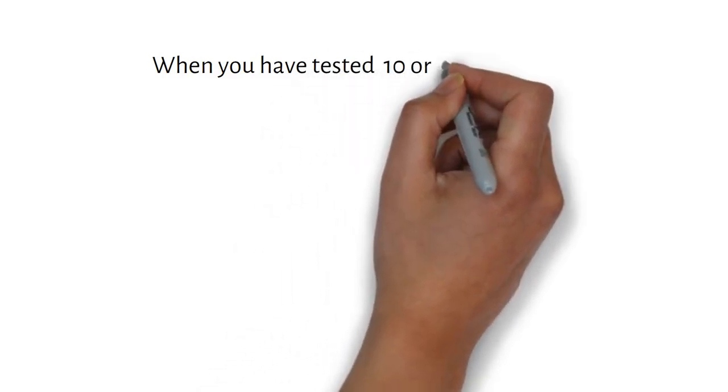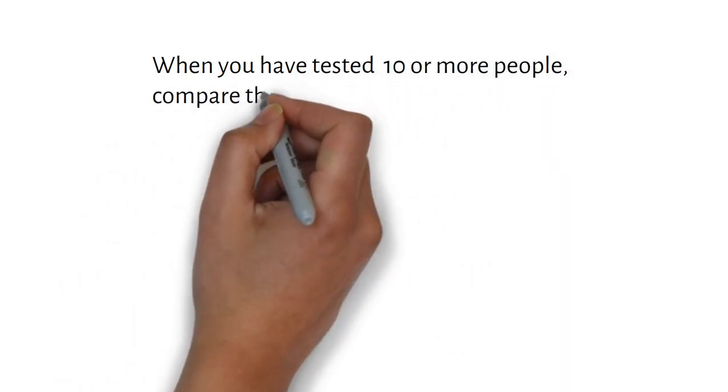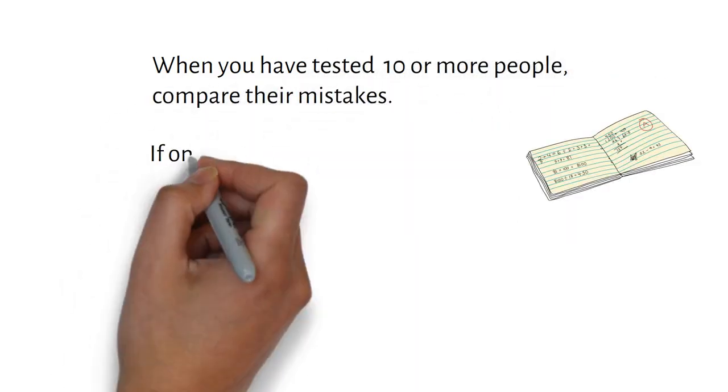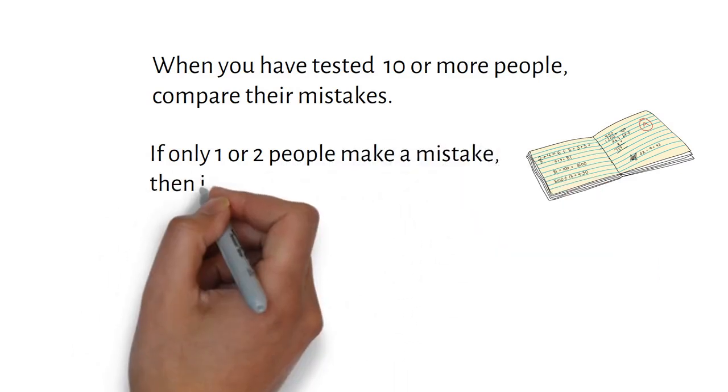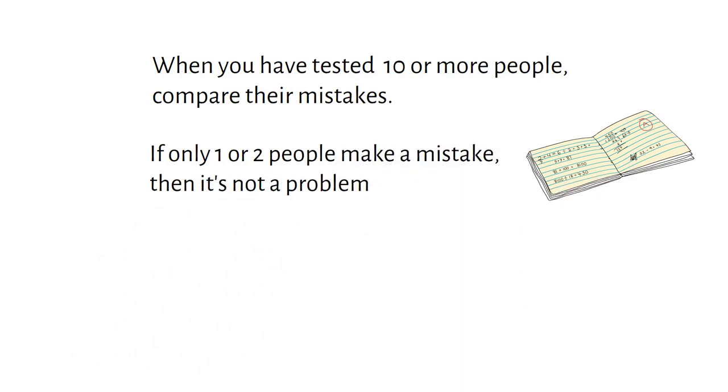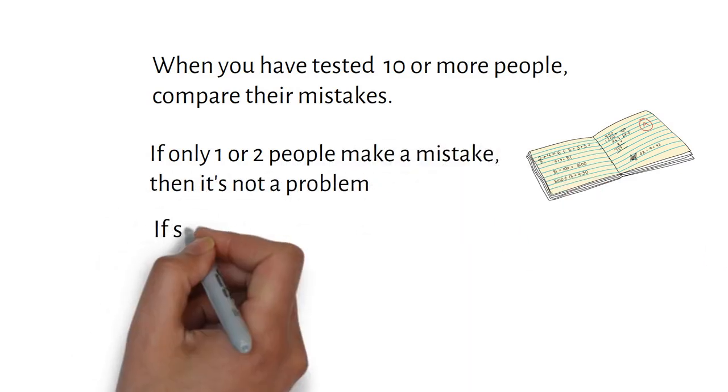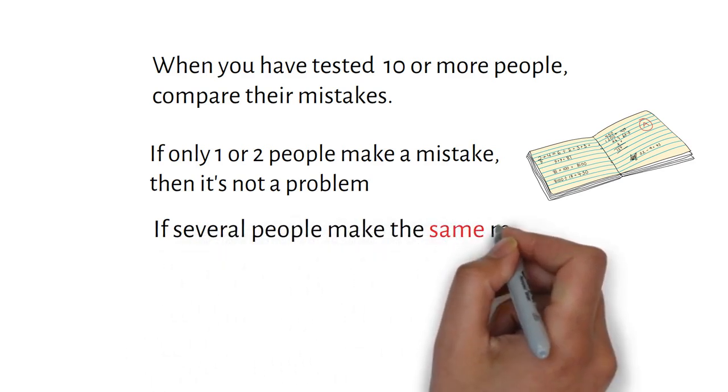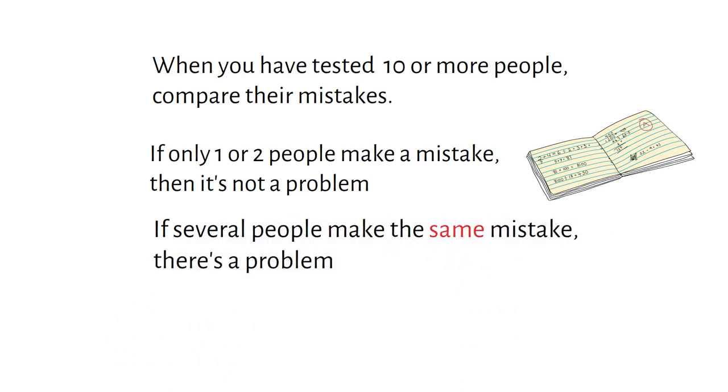When you have tested 10 or 20 people, compare their mistakes. If only 1 or 2 people make a mistake at that place, there is probably no problem. But if several people make the same mistake, then that says there is a problem at that point. It seems like this kind of test might show that there are other problems with the orthography, even besides the issue you are testing for.